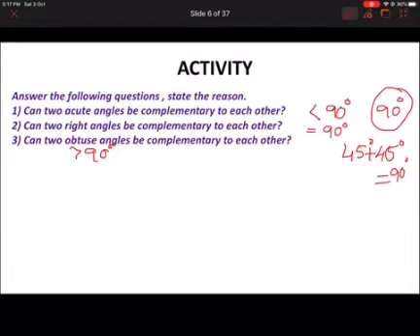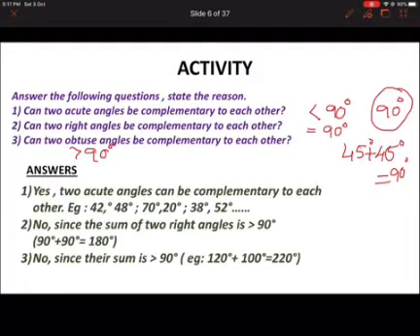So, in this case, the complement of 45 is 45. They are equal angles whose sum is 90 degrees. In this case, both are not only equal, but both are acute. Now, let us see some examples. Answer: yes, two acute angles can be complementary to each other. Like so. Children, you can see all the examples that I've given here. In each pair, the angles add up to 90 degrees.